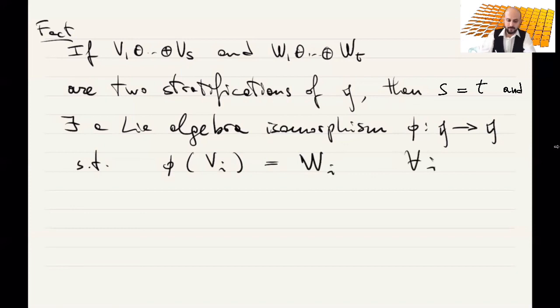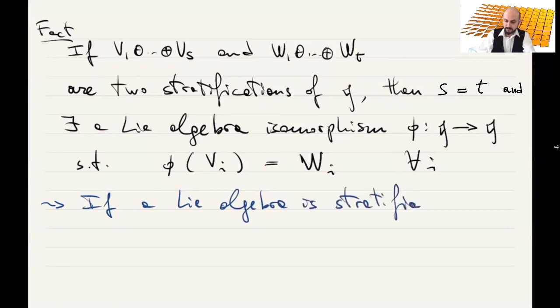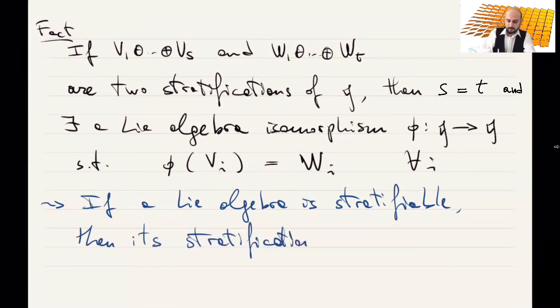So in other words, what we've said is that if a Lie algebra is stratifiable, then its stratification is unique up to automorphism.